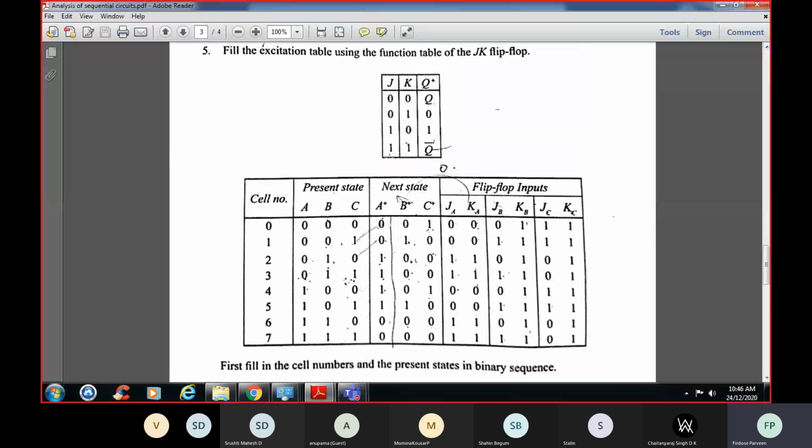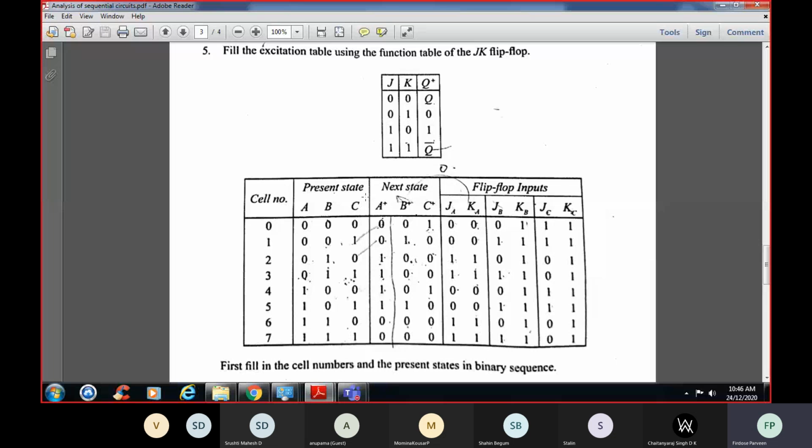So now I'll write down A, B, C as the present state, and I'll write down the next state A plus, B plus, C plus. I'll write down all the sequence, that is 0, 0, 0, 0, 0, 1. If you have 3 variables, how many combinations will you have? You'll have 8 combinations, from 0 till 7. So this is 0, 0, 0, 0, 0, 1, 0, 1, 0, 0, 1, 1, 1, 0, 0, 1, 0, 1, 1, 1, 0 and 1, 1, 1.